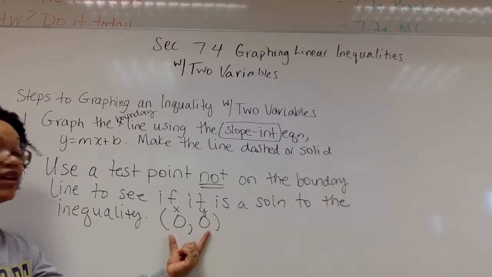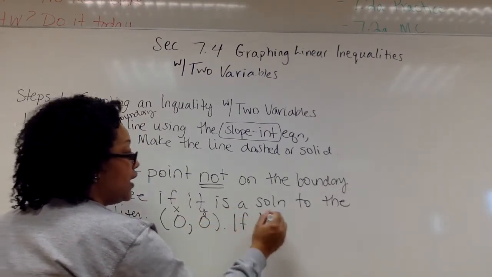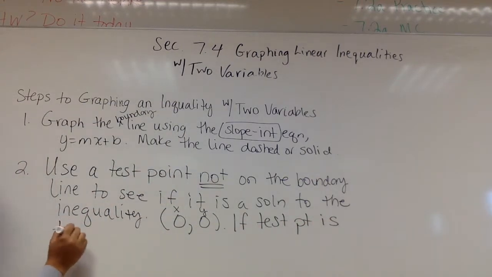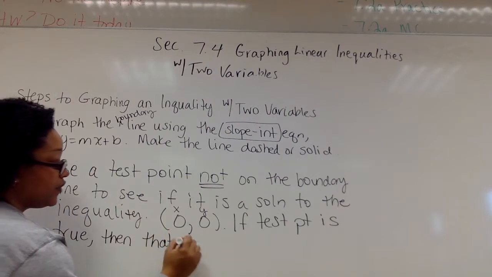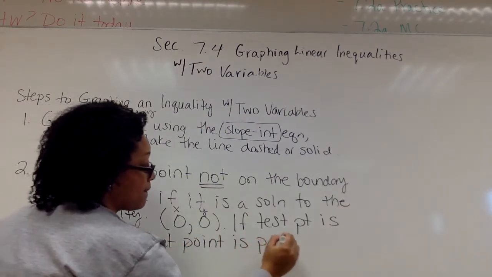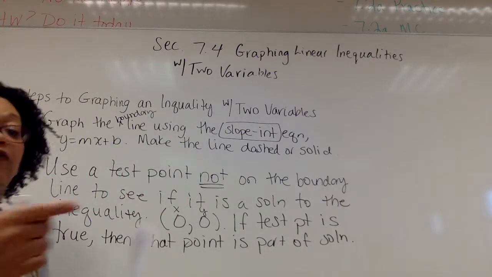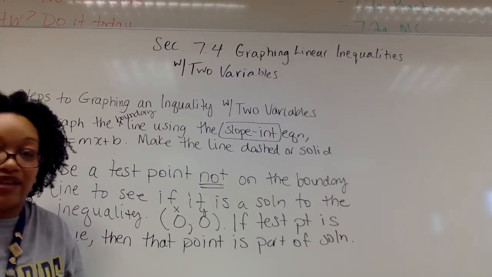Okay, and what's going to happen is if the tester is true, if the test point is true, then that point is part of the solution. And that's the only thing I need to say, because if the tester is false, then it's not part. So I'm not going to write that because that just kind of makes sense, okay?